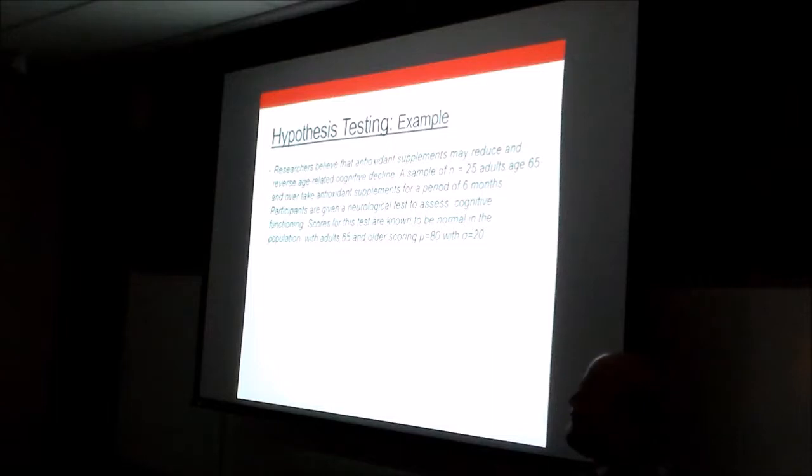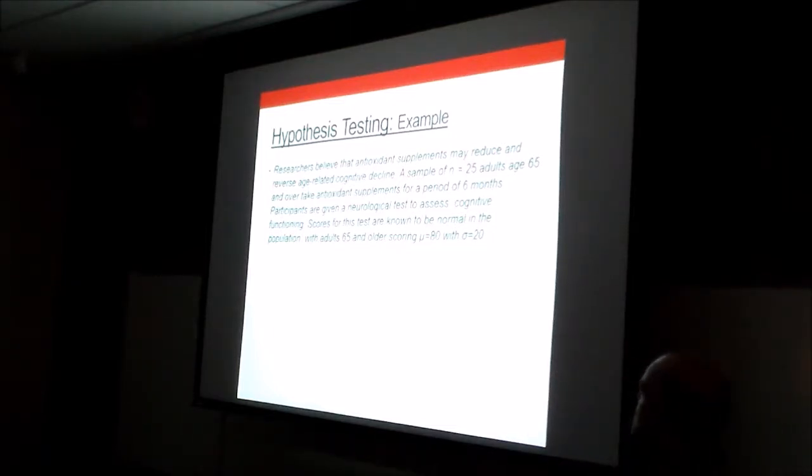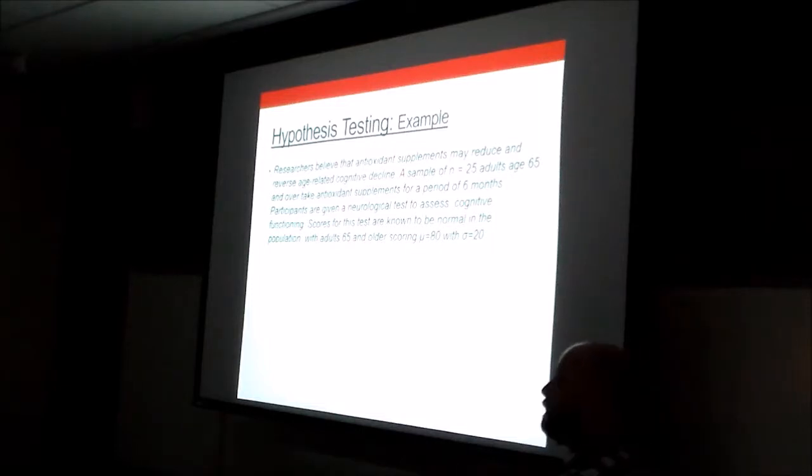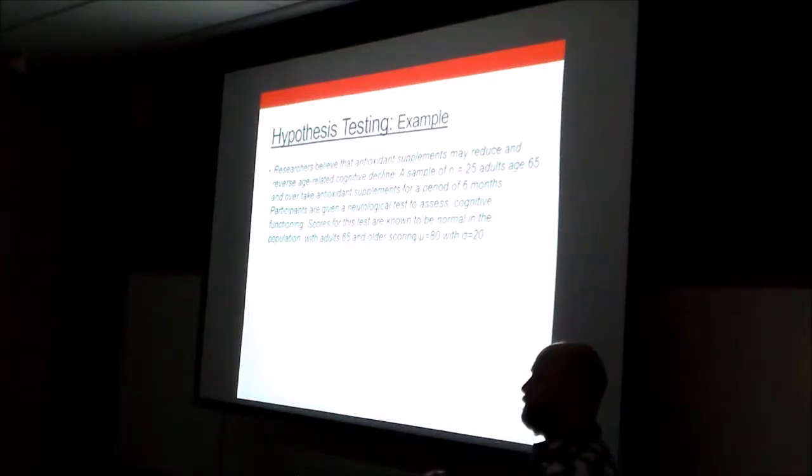Okay, and this is where our hypothesis tests start to come into play. So, transitioning from rats into humans, we're working with this example. We believe that antioxidant supplements could reduce age-related cognitive decline, right? So we think the supplements are going to be helpful. We take 25 older adults and have them take these supplements for a period of 6 months. So who does this sample now represent? What do you think, Alex?